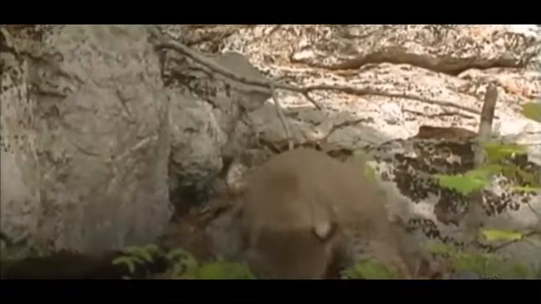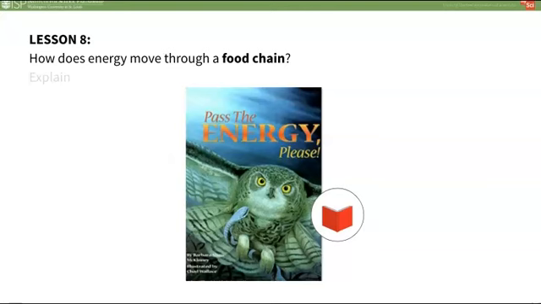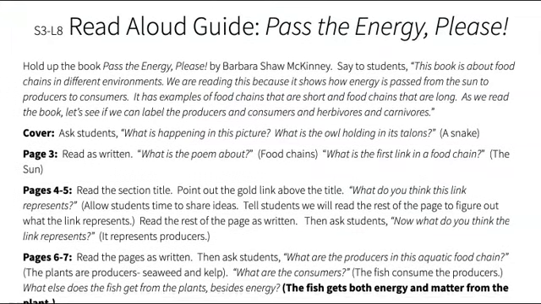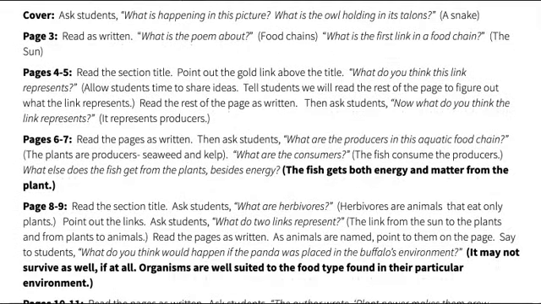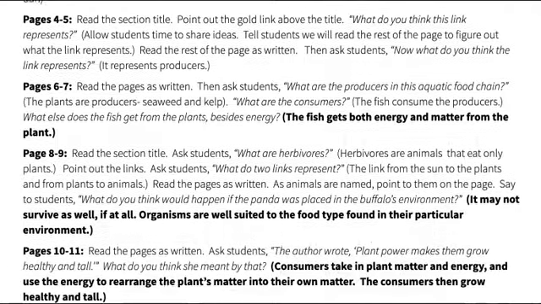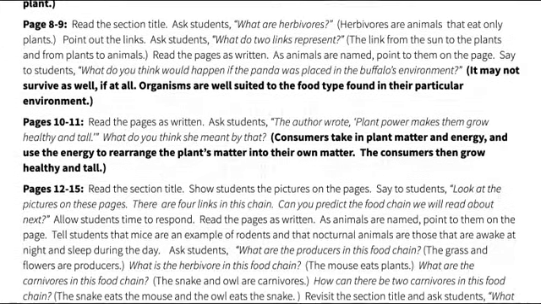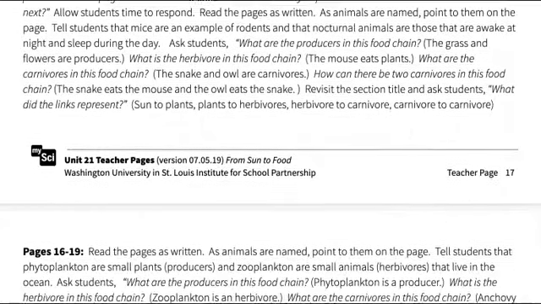After watching the video, ask students to answer the last 2 questions on student page 18. You may want to allow them to think, pair, share. Next, read and discuss the book, Pass the Energy Please. Use the Read Aloud Guide on teacher pages 17 and 18 for help facilitating a productive conversation about food chains. As you read the book together, the class will attempt to label producers, consumers, herbivores, and carnivores. Teachers, you will stop reading on page 23. Pages 24 through 30 will be read during Lesson 9.